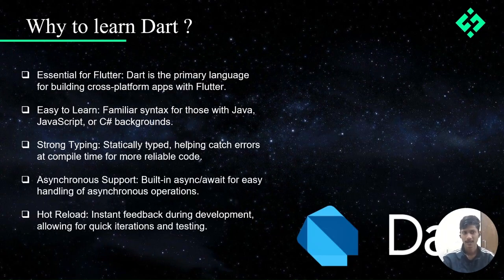Why to learn Dart? Dart is essential for Flutter. Obviously, it's easy to learn and it has syntax familiar to those with Java or JavaScript. Strong typing. What does this mean? Most of you may have programmed in C or C++, and you may know a type of error called segmentation fault, which is a runtime error, and you get it when you forget to use the ampersand sign in the scanf function. Asynchronous support, we will know about this in a later session. Then hot reload. I think I have talked about it in the previous session. We'll also talk about it in the next session, that is Flutter UI.